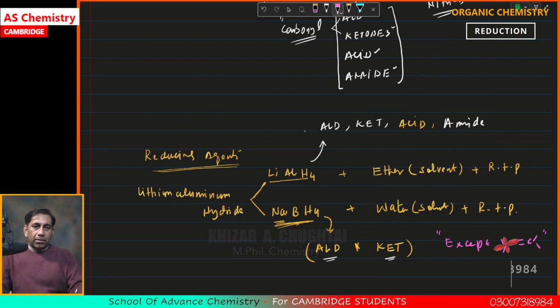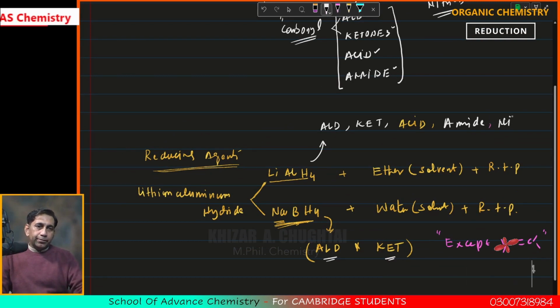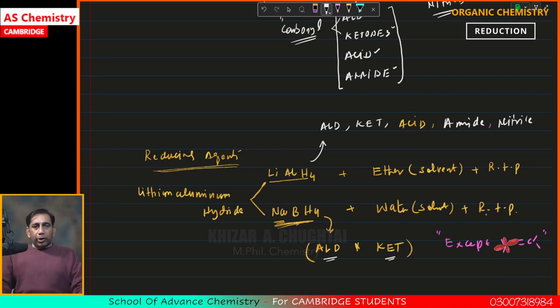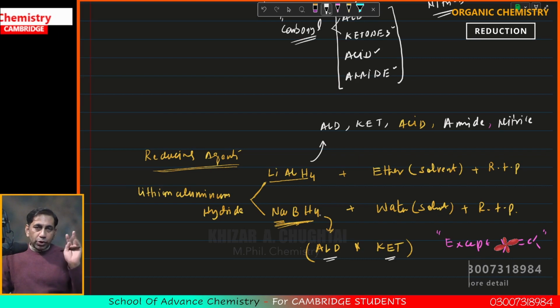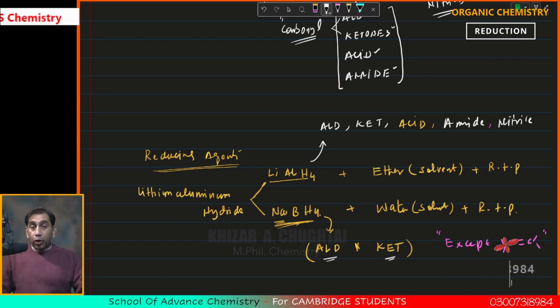Let me mark nitrile over here as well. Nitrile. Yeah. So lithium aluminum hydride can reduce overall 5 functional groups generally, and sodium borohydride can reduce only 2 functional groups, but they both cannot reduce carbon-carbon double bond. Got it?